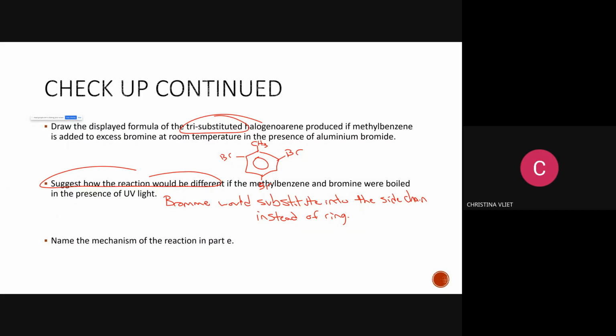And so what would the name of this mechanism be? It's just electrophilic substitution. Or sorry, this would be free radical substitution. Because part E doesn't exist. Just saying this part. Free radical substitution. And the top one here was electrophilic substitution. On the next slide is some Cambridge questions.